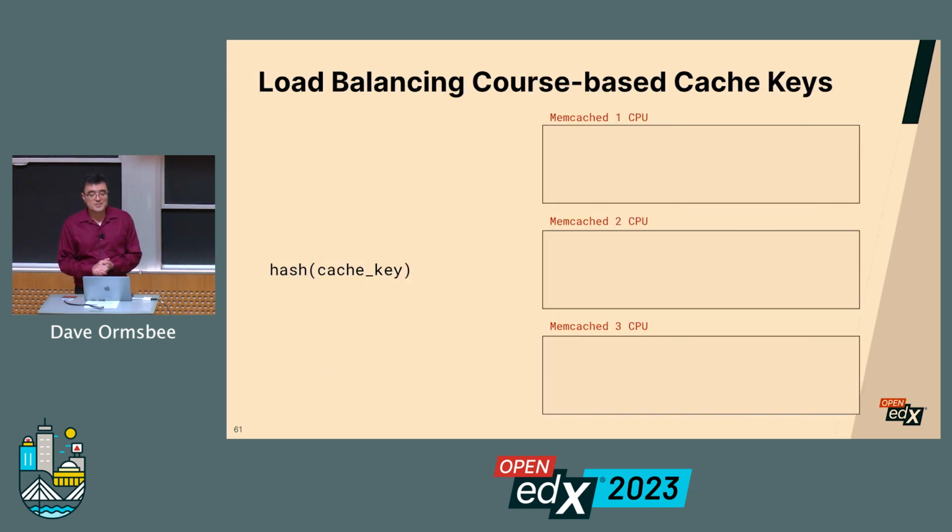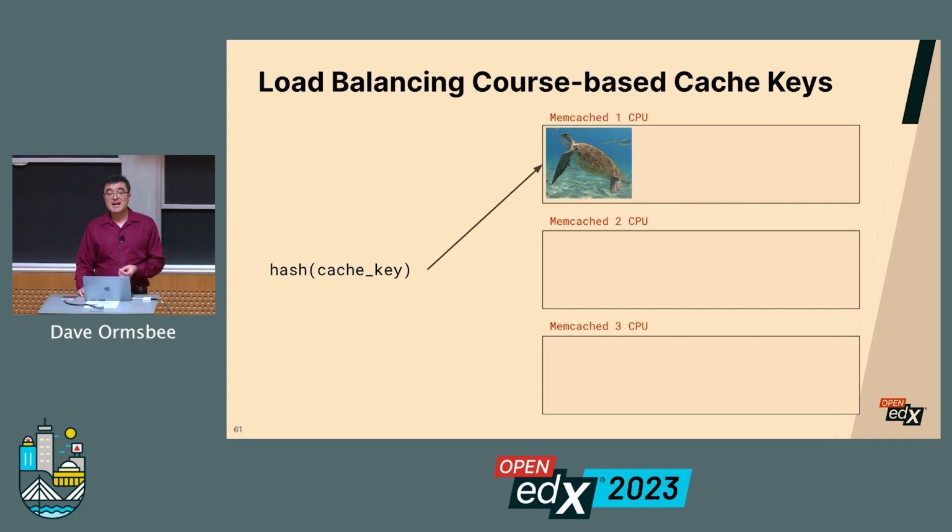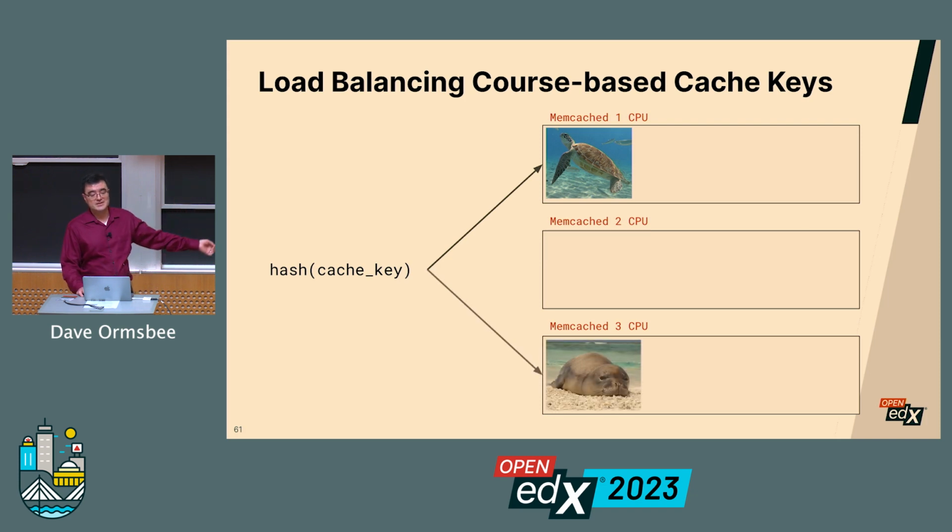The other issue is load balancing course-based cache keys. A number of your cache keys, if they are based on the course, that means that all of that course's cache entries are going to one place. This happens, for instance, for the structure document caches. But say you have, so your first cache entry goes into shard 1 of your cluster, the second one goes down here, third one goes up here.